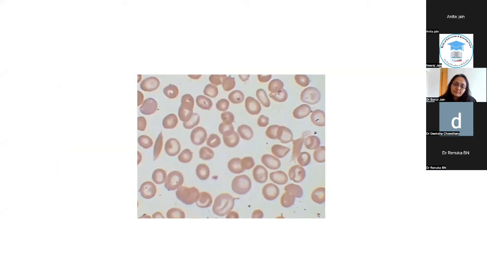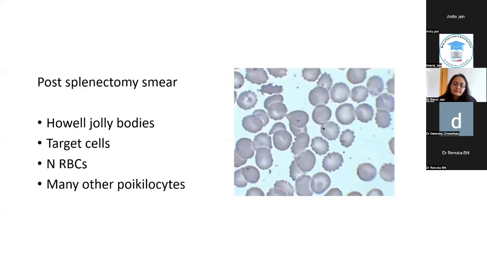This is just another picture, sickle cells on the smear. And this is just for revision. This is a post-splenectomy smear, where the hemogram is normal, but on the smear you see everything that you have ever seen: fragmented cells, spherocytes, poikilocytes, Howell-Jolly bodies, crenated cells and all. And if you are lucky enough, you can go back to the patient, and the patient will tell you my splenectomy was done some time back or long back.